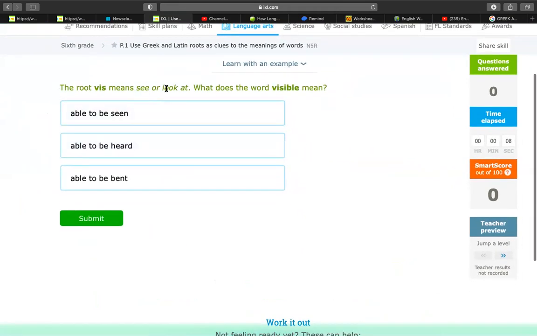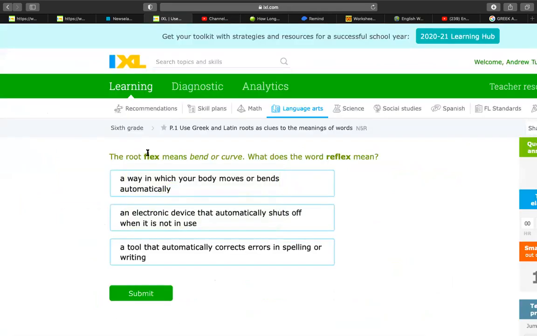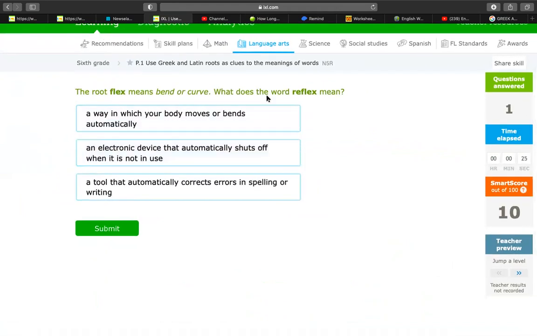The root vis means see or to look at. What does the word visible mean? Able to be seen, able to be heard, able to be bent. Able to be seen. Very good. Flex means bend or curve. What does the word reflex mean? A way in which your body moves or bends automatically, an electronic device that automatically shuts off when it's not in use, or a tool that automatically corrects errors in spelling or writing. What's a reflex? Number one. Yes, a way in which the body moves, like it bends automatically.